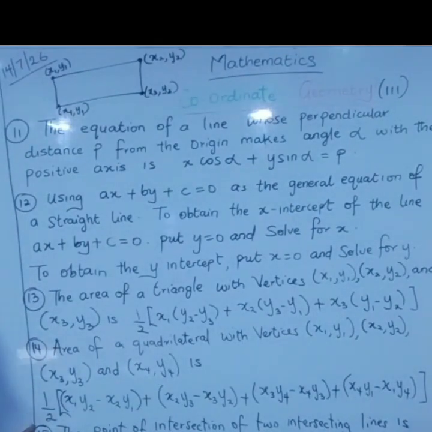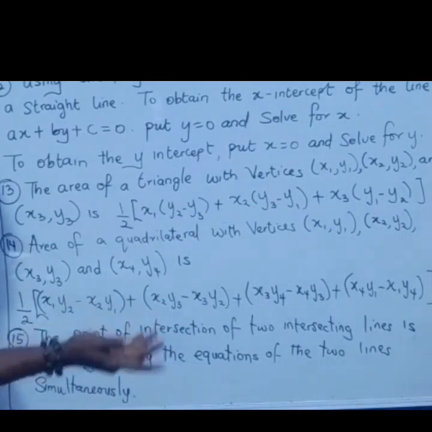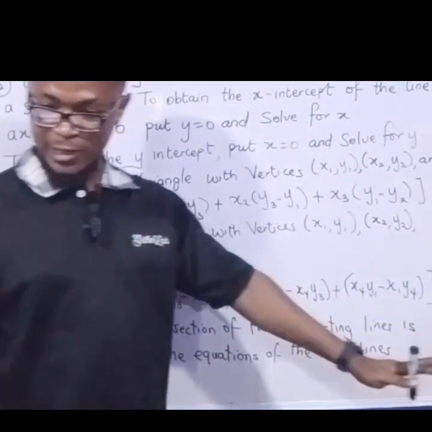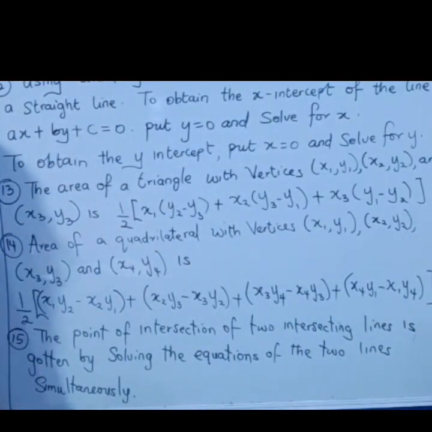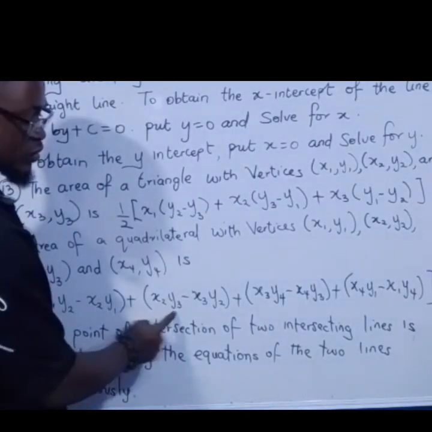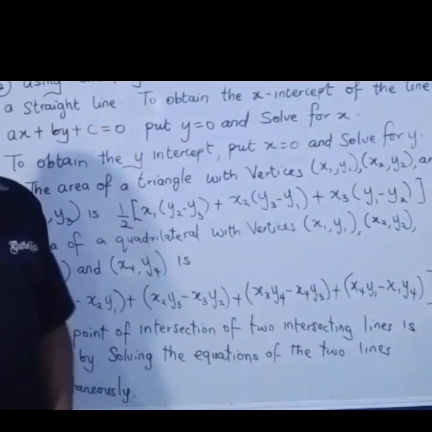Now look at this one. This one is half, x y multiplying x y, x y multiplying x y, like that. But what is the sequence I'm going to follow in this one? You start with 1, 2. After 1, 2, 2, 3. After 2, 3, 3, 4. After 3, 4, 4, 1. Are you seeing it? So that's the sequence.